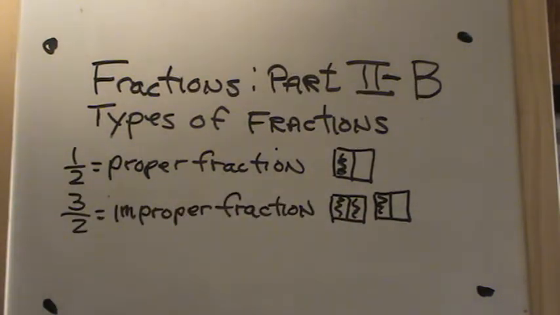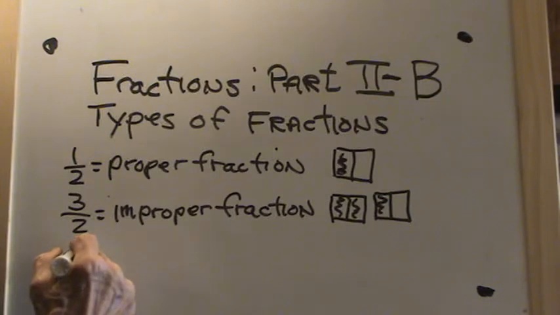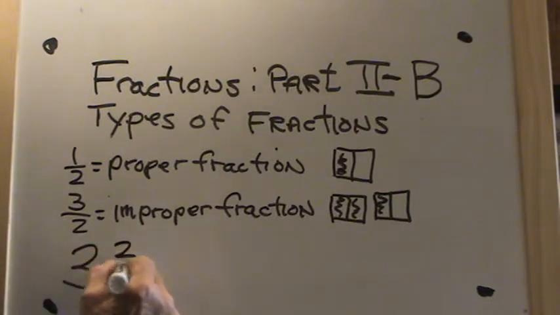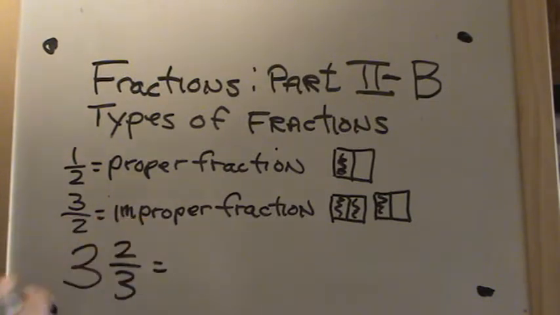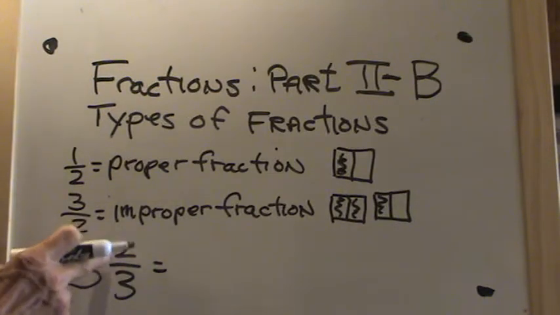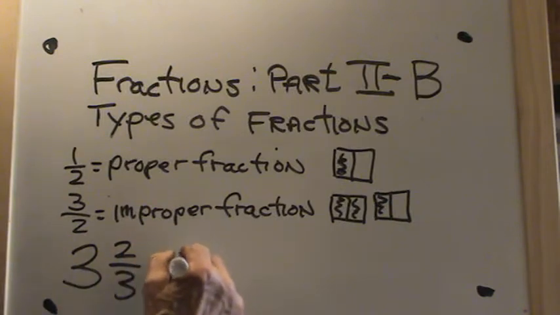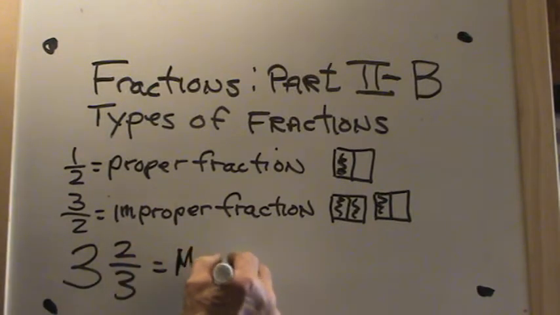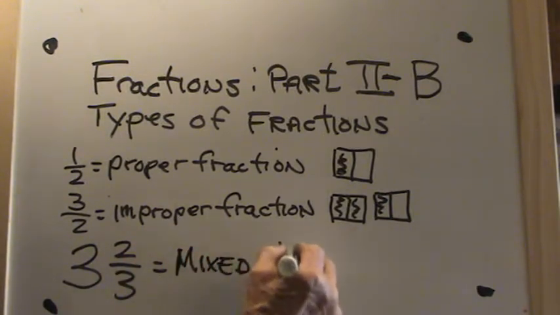Okay, so now we're going to talk about 2 other types of fractions. We can have a fraction like this. Now this is a whole number and a proper fraction. And this is called a mixed number.